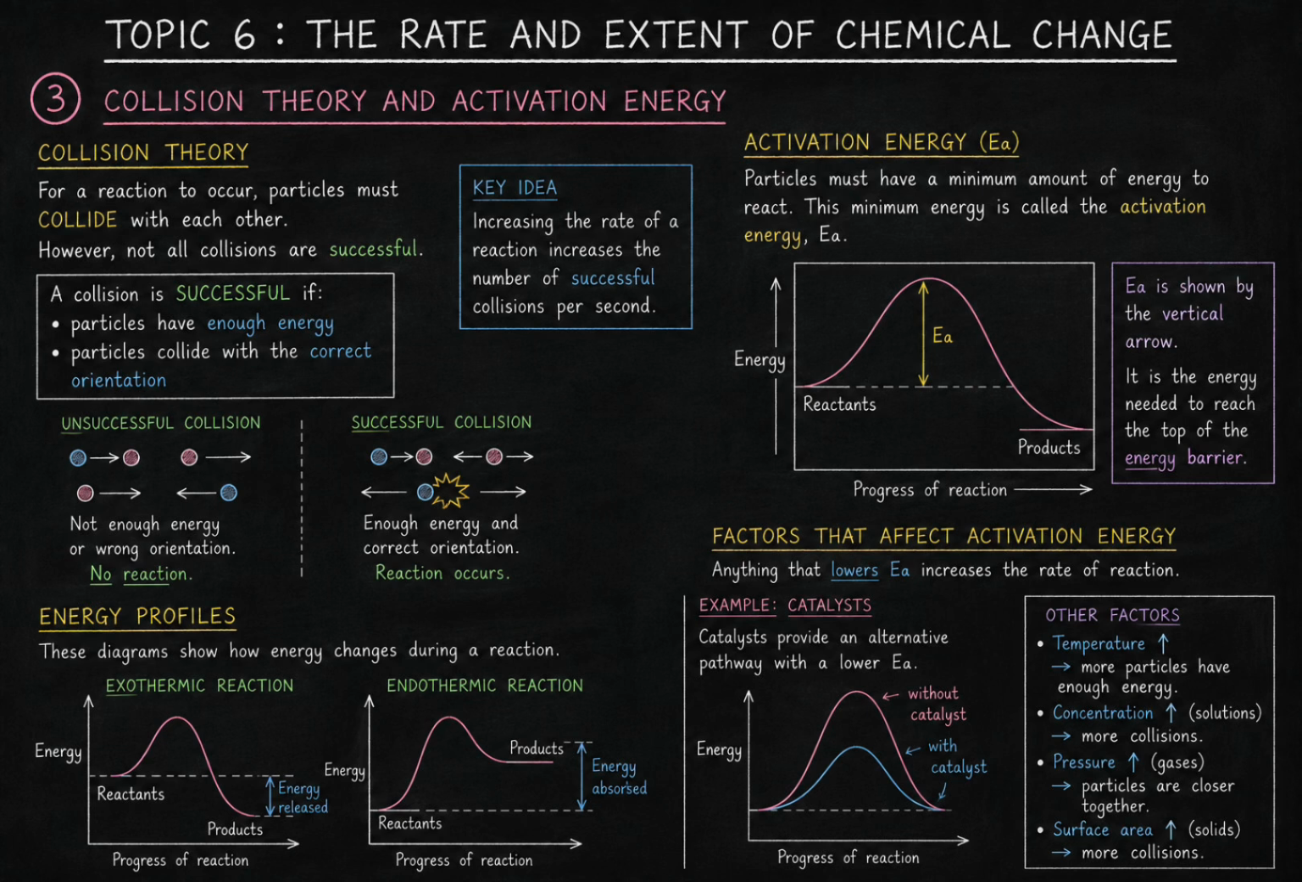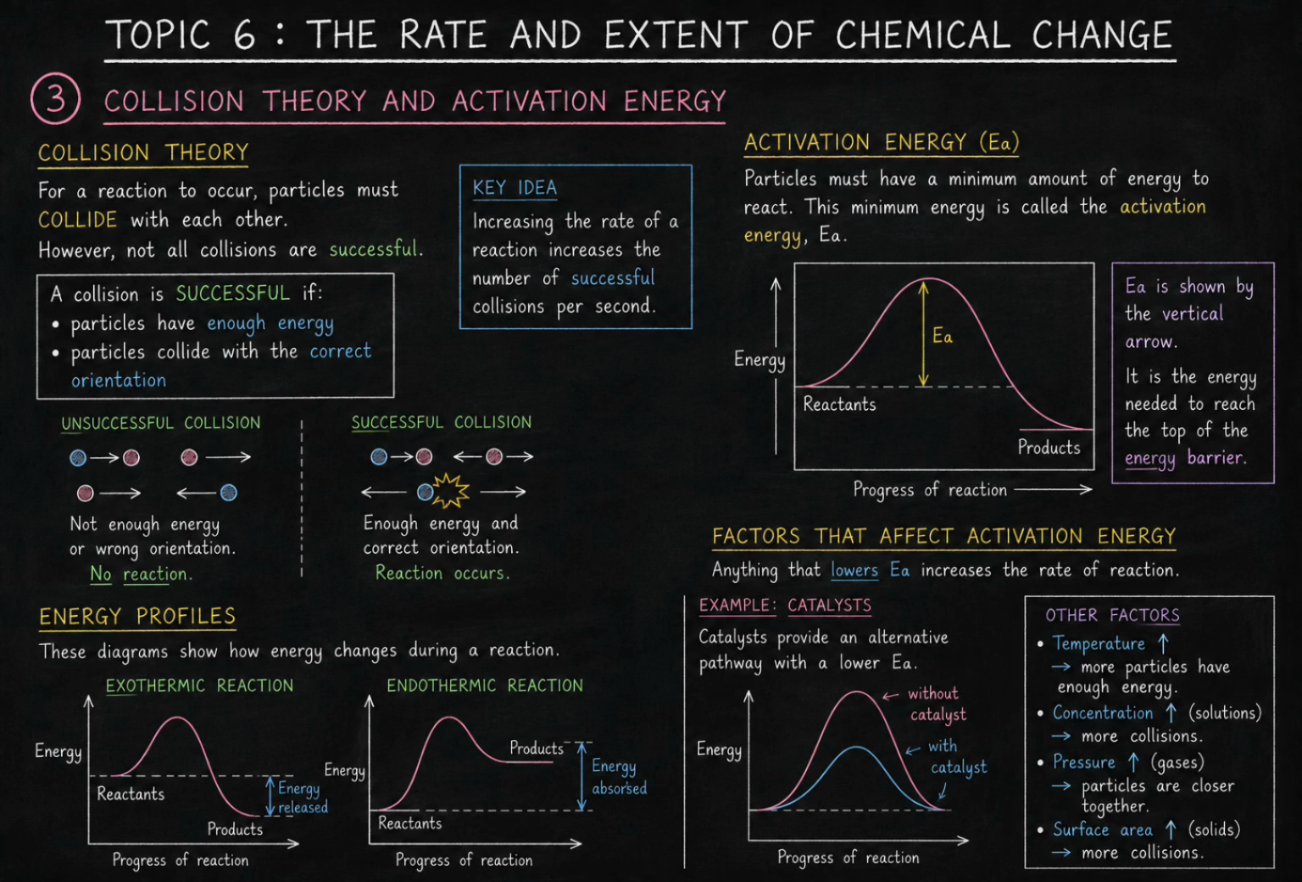Activation energy, EA, is the minimum amount of energy particles must have to react. On a reaction profile diagram, it's the energy needed to reach the top of the barrier, shown by the vertical arrow from reactants to the peak. Energy profiles. Exothermic reaction: products are lower energy than reactants. Energy is released. Endothermic: products are higher energy. Energy is absorbed.